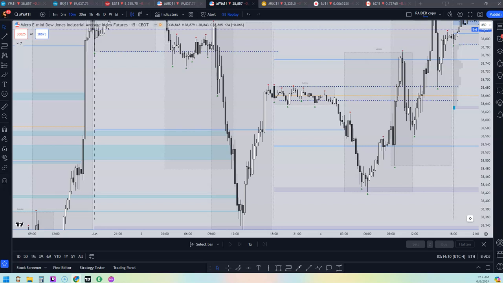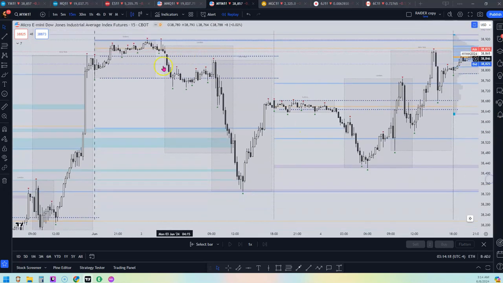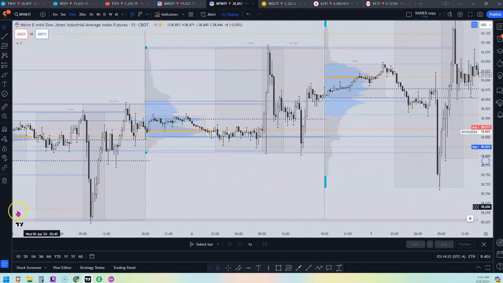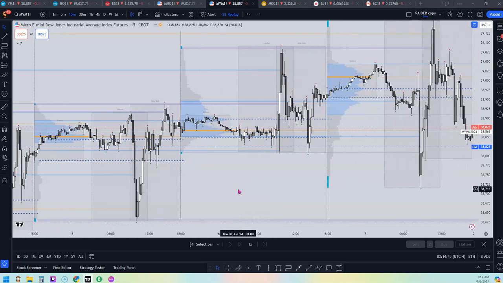And the turquoise is called single prints. They're the same thing as excess, but it happens inside the profile. They leave low volume nodes with liquidity gaps, and they tell us the market moved too fast through that area. These are inefficient moves that tend to get filled, and we can seek out trading opportunities. What I like about that is it does get filled.